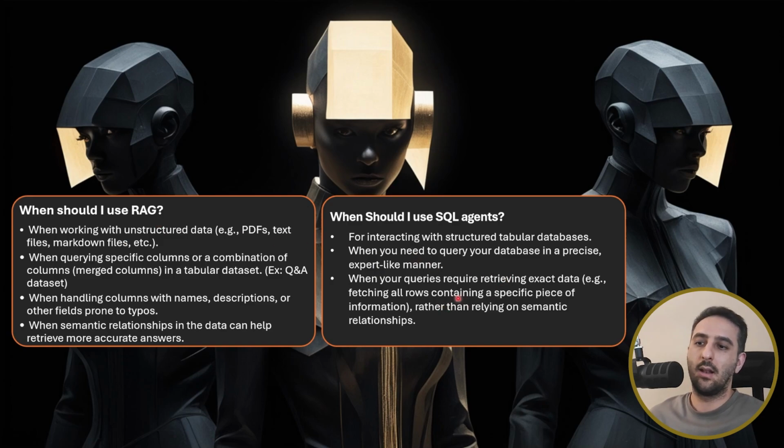But again, like this question right here, if you want to fetch all the rows containing a specific piece of information, these are the type of questions that RAG SQL agents and LLM agents are able to handle, while a RAG pipeline fails to do so. So keep it in mind, the use case for these two strategies is very different, and you can compare the scenarios that I briefly mentioned here.